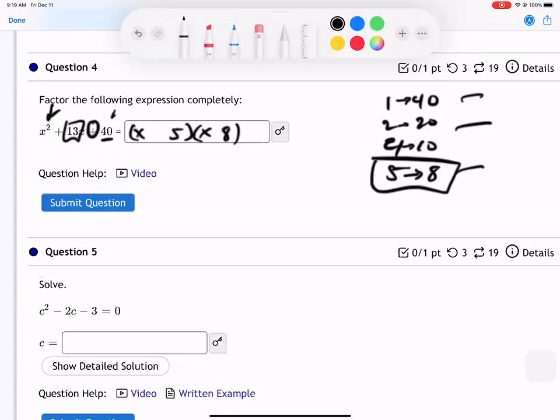Now the hard part here is deciding what type of sign goes in it. If it's plus plus, that means it's going to be automatically plus plus, because a positive 5 times a positive 8 is a positive 40. Yes, that's a win. And a positive 5x plus a positive 8x is 13x.